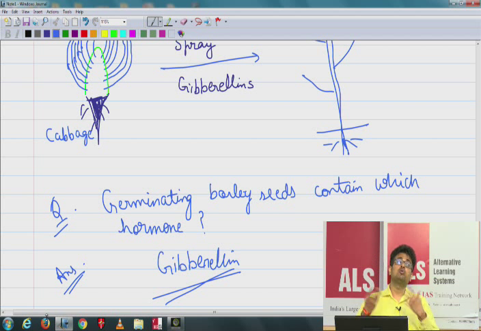It will produce more starch, more sugars. What is the use of more sugar in barley seeds? If it is going to produce more sugar, more alcohol will be obtained. So germinating barley seeds are soaked in water. Now seeds start producing gibberellin, and if we soak it overnight, for a sufficiently long period of time, all the starch will be converted into sugar. Then we use yeast to convert sugar into alcohol. This is the use of barley seeds.